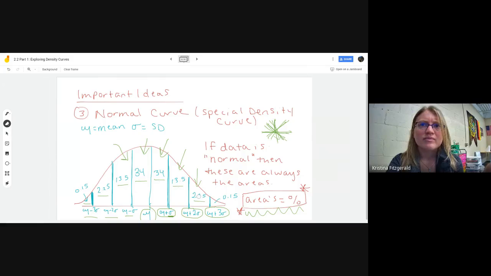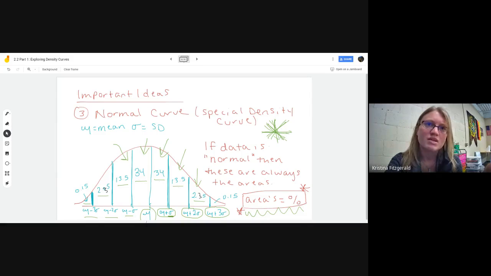I'm thinking of this in terms of percentages, and I'm just realizing that these look like 2s. This should be a 3. I'm awkwardly doing this with my mouse. Okay, there we go.